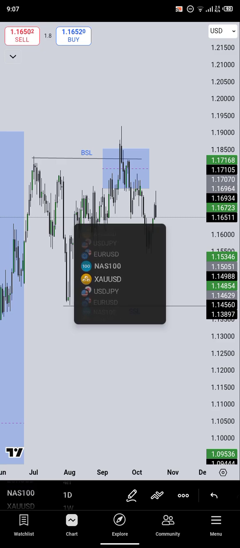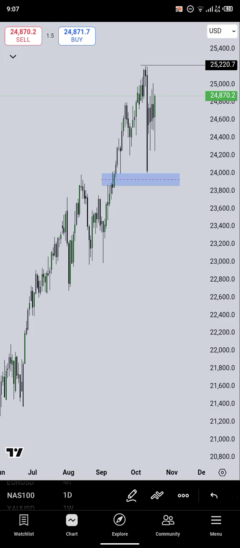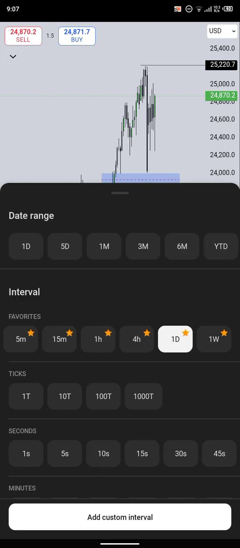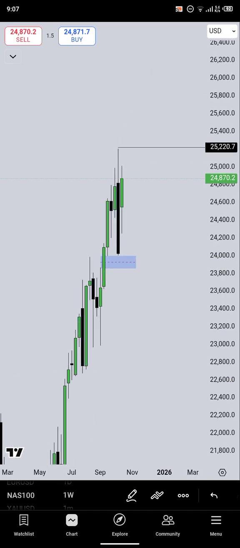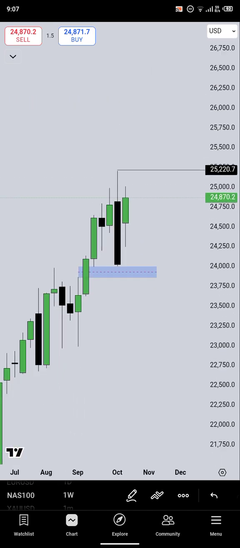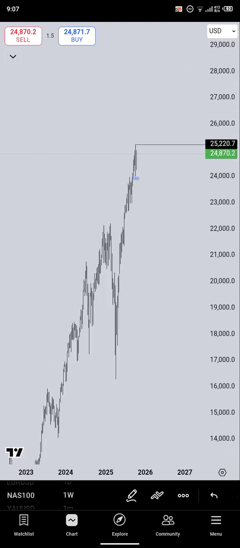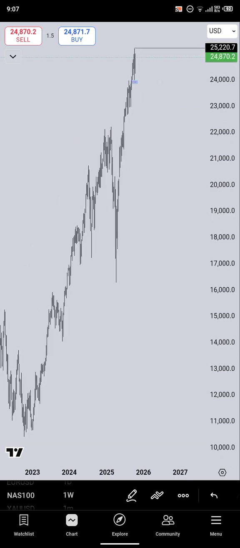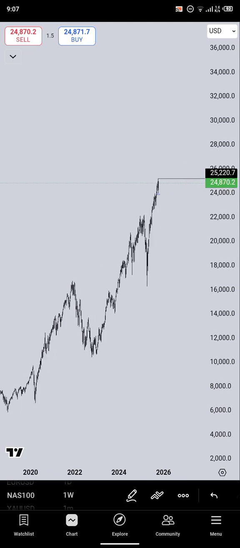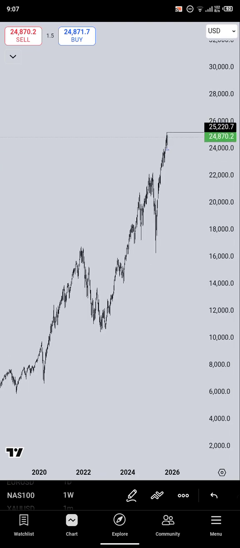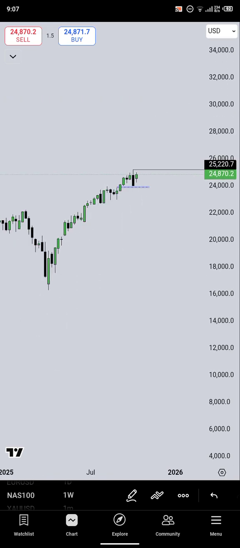Then coming to NQ. Let's start from the weekly time frame. For NQ, really nothing much, but NQ also has been quite bullish for a while. We can see on the weekly time frame the way price is just pointing towards the upside. So what do we have here?